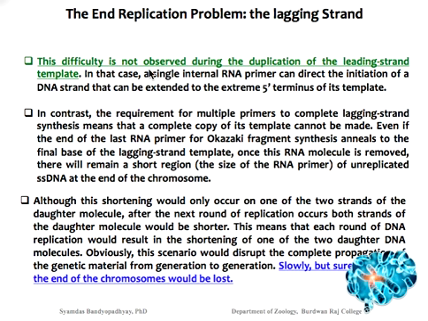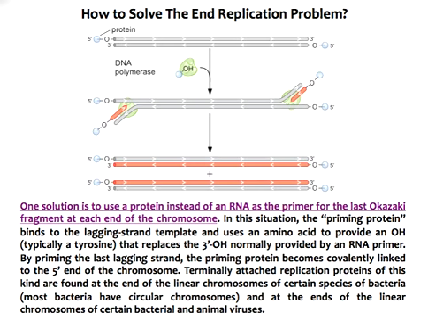This difficulty is not observed during the replication of the leading strand template, because a single internal RNA primer can direct the initiation of a DNA strand that can be extended to the extreme 5' terminus of its template, since it already has an existing 3' hydroxyl group that can be extended. The question now is how to solve this end replication problem, or if there is any solution at all. Yes, there is a solution.